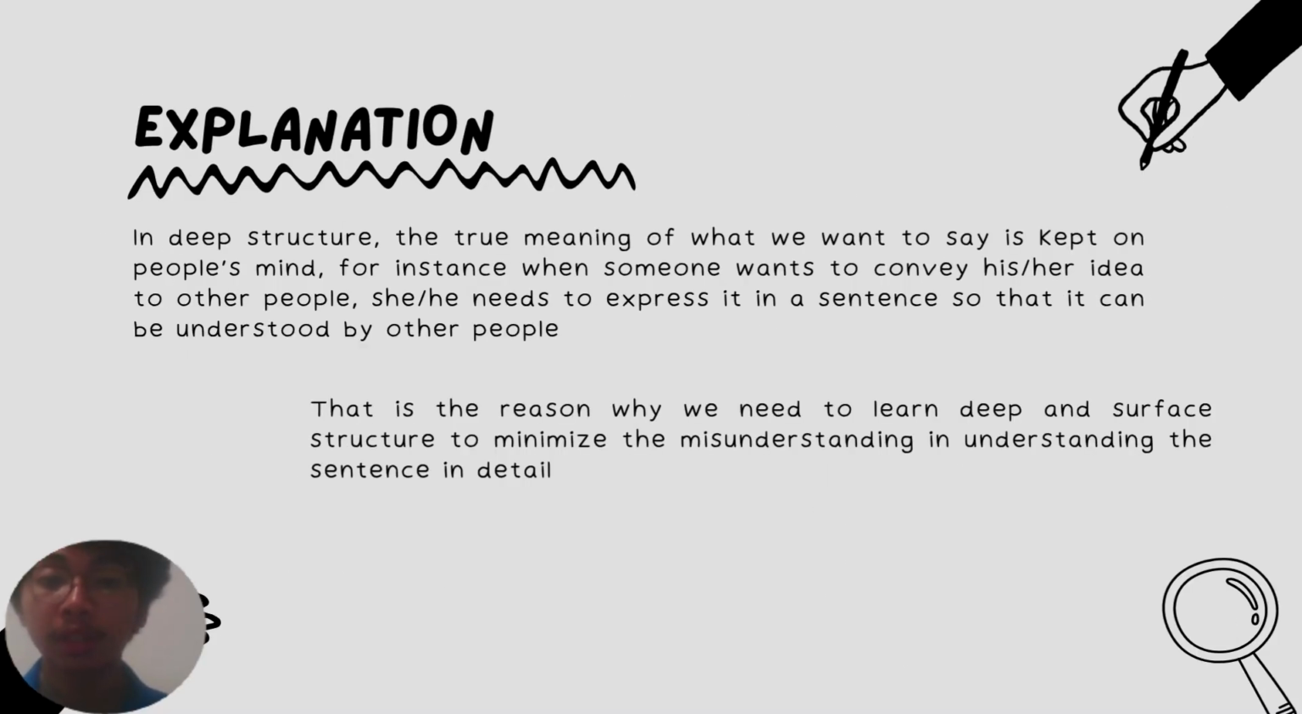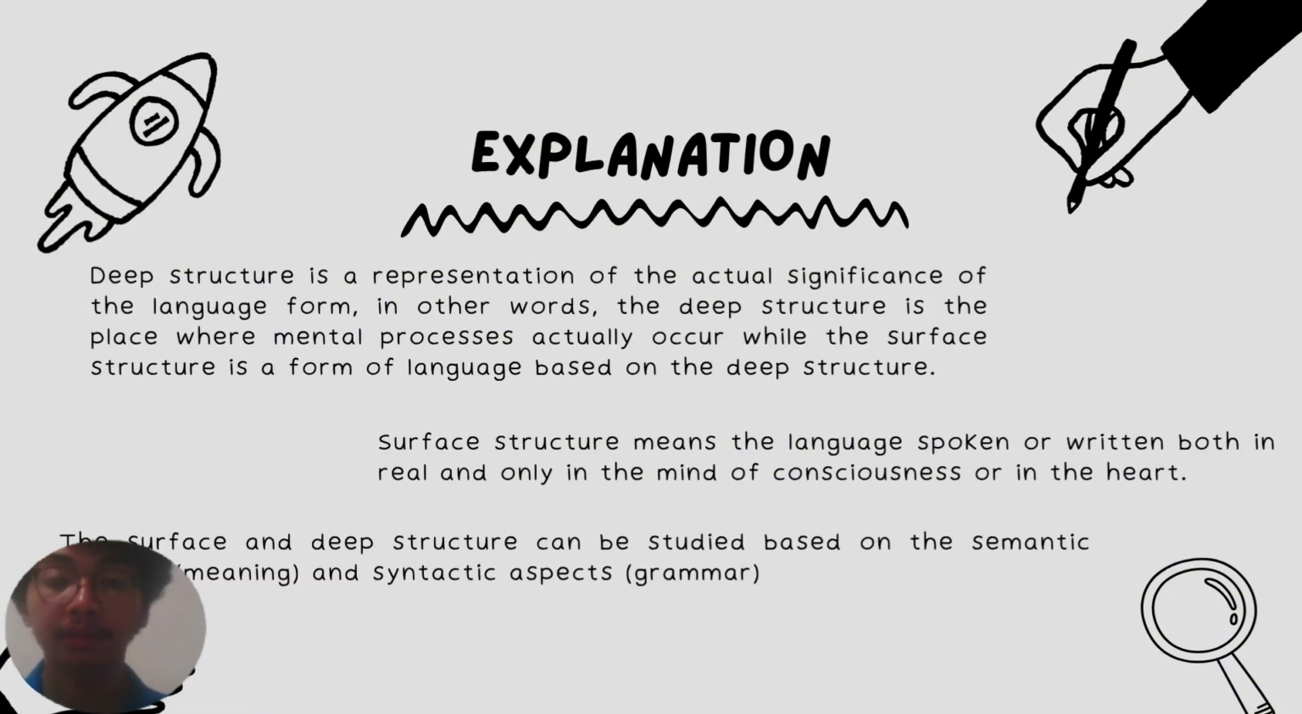In deep structure, the true meaning of what we want to say is kept in people's minds. For instance, when someone wants to convey his or her idea to other people, she or he needs to express it in a sentence so that it can be understood by other people. That is the reason why we need to learn deep and surface structure, to minimize the misunderstanding in understanding the sentence in detail.